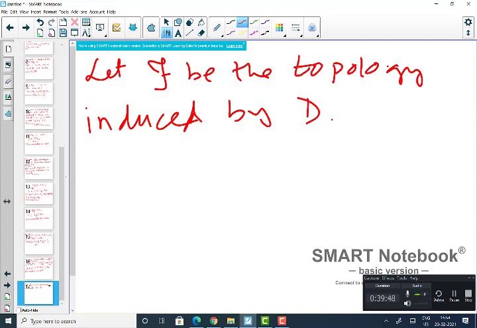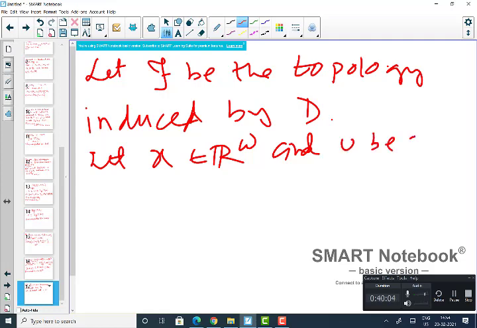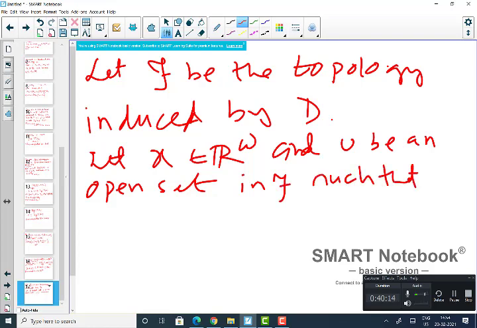So let me start. Let x belong to R omega, and let U be an open set in tau such that x belongs to U. Okay, now I need to find an open set in the product topology that contains the point x and lies inside U, right? Then I am done.